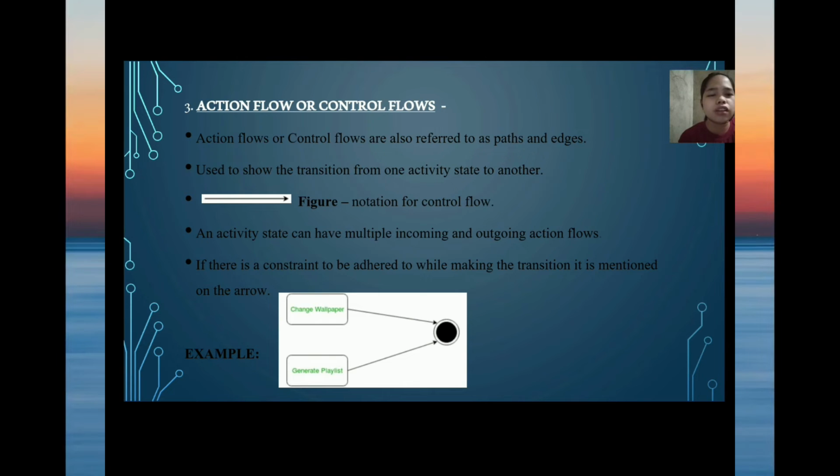If there is a constraint or restriction to be adhered to while making the transition, it is mentioned on the arrow. Consider the example. Here, both the states transit into one final state using action flow symbols.